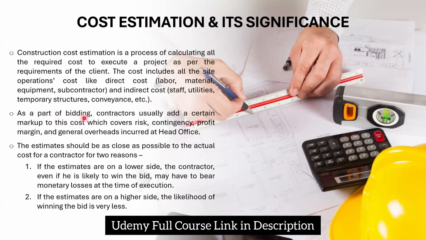But as a part of bidding, contractors usually add a certain markup to this cost, which covers the risk, contingency, profit margin, and general overheads incurred at the head office. You also have some head office staff. So their cost will also be coming in your bid, but not fully, because head office staff is also involved in other projects. So some part of the cost will be coming to this particular project as a certain percentage. We will understand everything exactly later in the video series, but right now you should understand that there is a certain cost that will definitely be incurred.